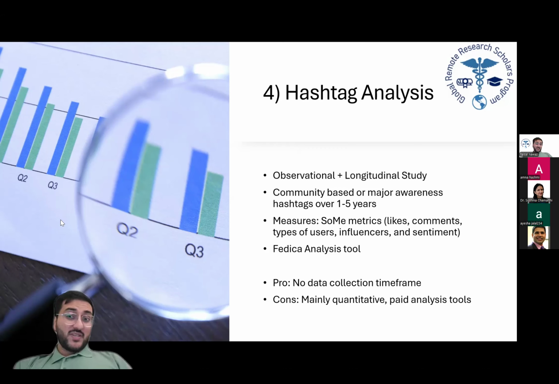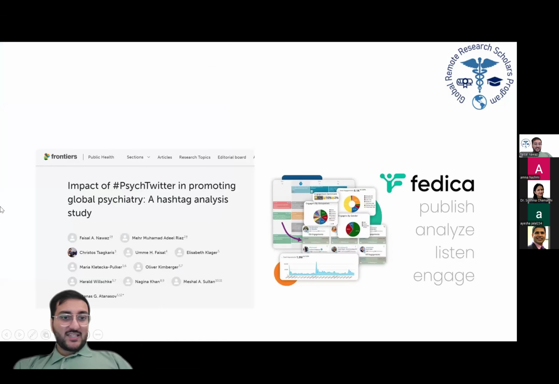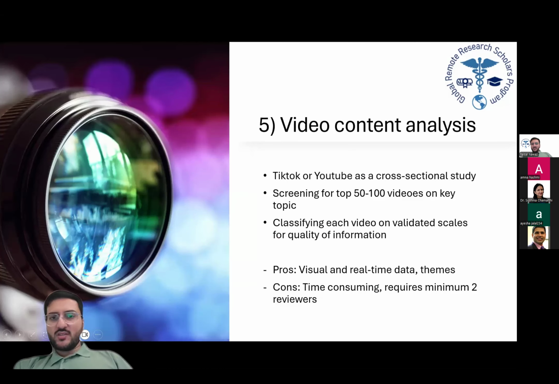But the challenge can sometimes be analysis, finding a collaborator who knows how to use an analysis tool like Fedica, for example. This is an example of a paper that looked at hashtag psych Twitter as a hashtag analysis. And the same concept can apply to another research design, which is called video content analysis. So you could still use the hashtag, but on a platform where there is more video content. It doesn't have to be a hashtag for video content analysis. It can even be a keyword, but that can give you the top 100 videos on a specific topic. And then you can find the quality of information around that hashtag.